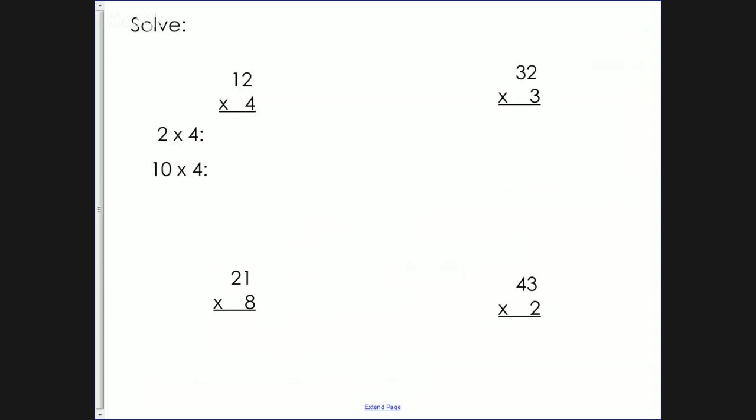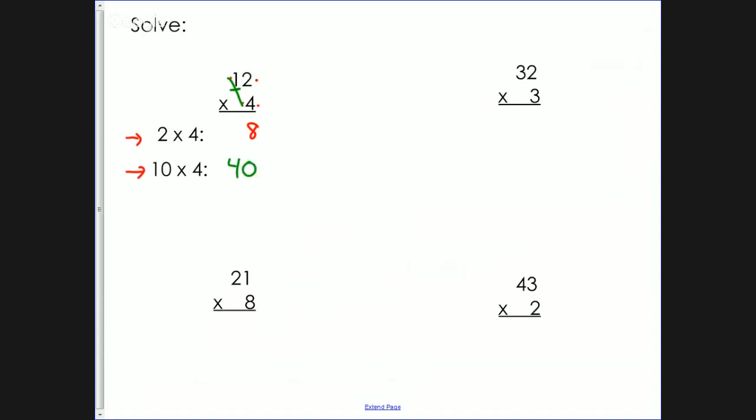So we have the number 12 times 4, and they've shown you here how they've broken it apart. They're going to start with the ones column, so they're going to go 2 times 4, and 2 times 4 is 8. And then they're asking us to go 10 times 4. I'm just going to change colors here so that you can see that. So in the number 12, it's got a 10 in it. So 10 times 4 is 40.